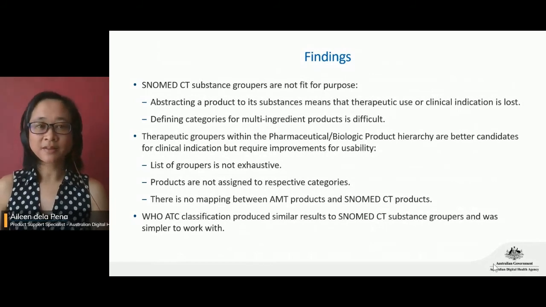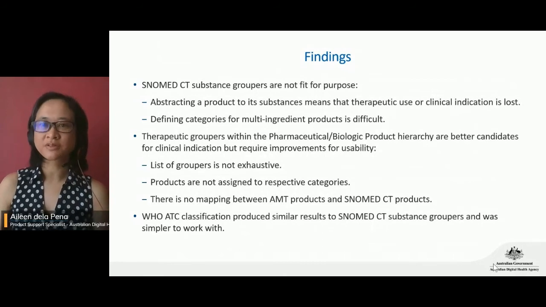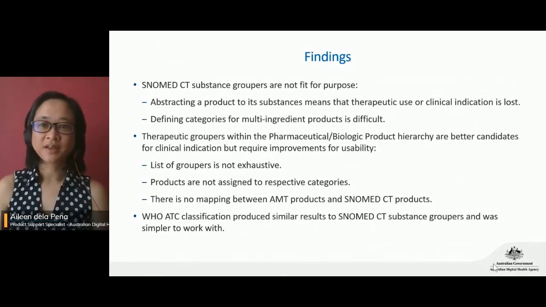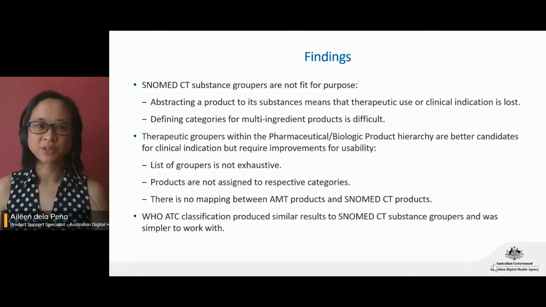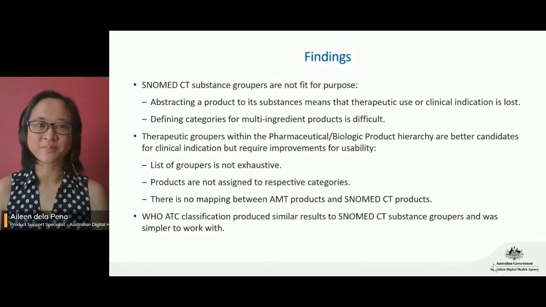Regarding the WHO ATC classification groupers, we found they produced similar results to SNOMED substance groupers. Given that it was much easier to work with and is already based on product, we would recommend using this strategy for future iterations of this work. The mapping that we had was a good starting point, but was only a subset of medications available in Australia. So further work is required to define the scope and rules for this mapping. And I'll hand over to John now to conclude the presentation.